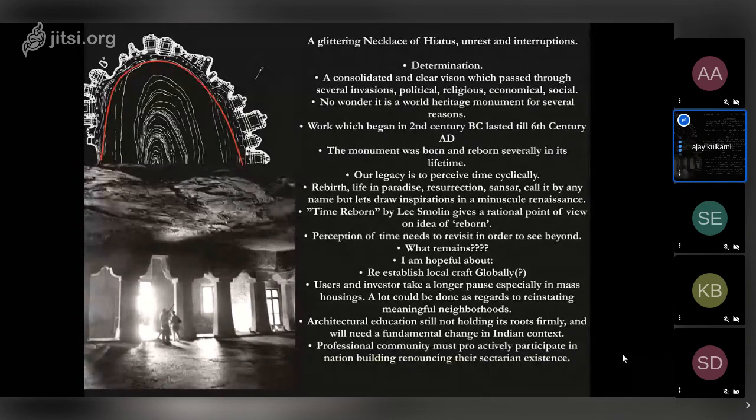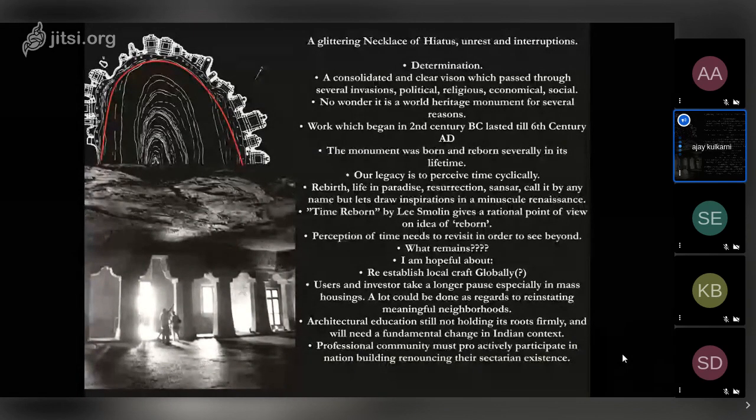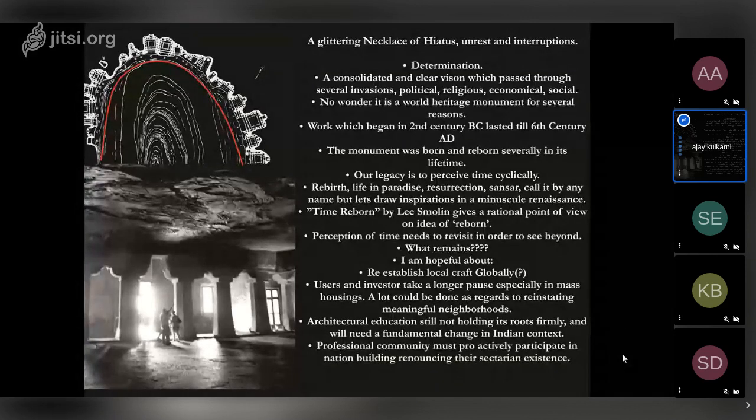I am extremely hopeful, my dear friends. I am hopeful about what? The craft after this catastrophe will be reinstated. Architectural institutes and professionals will invite them with a great deal of respect. Users and investors will take a longer pause before building mass housings.